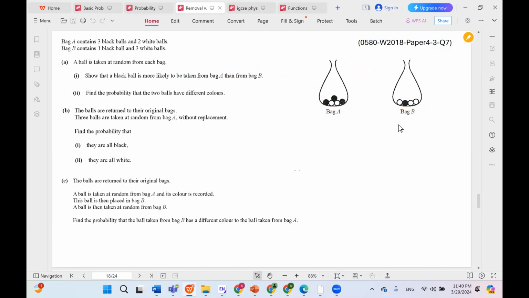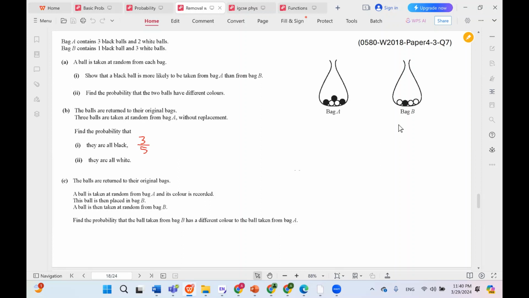In B, we are told the balls are returned to their original bags. 3 balls are taken at random from bag A without replacement. Find the probability that they are all black. So in this case, we are just focusing on bag A. We want to take black balls in sequence. So we begin with the first black ball. Probability of getting the first black ball will be 3 out of a total of 5.